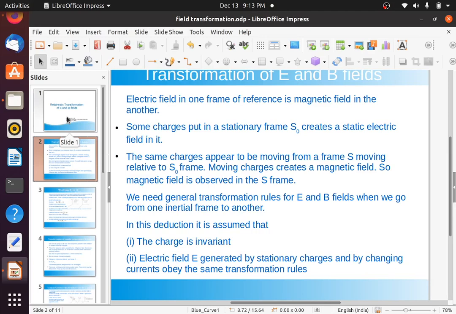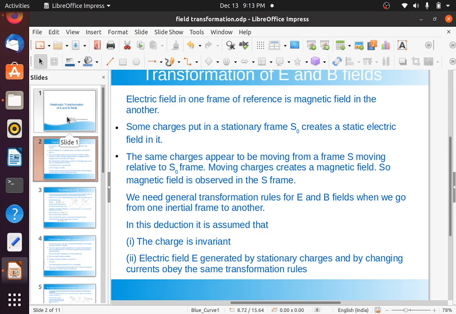Suppose you are observing these static charges from a moving frame. While you are looking from the moving frame, we can take it as the S frame. The S frame is moving with respect to the S0 frame, which is the stationary frame. So in the S frame, we see that the charges appear to be moving in the opposite direction. This movement of charge is equivalent to current. That is, we are measuring current in the S frame.